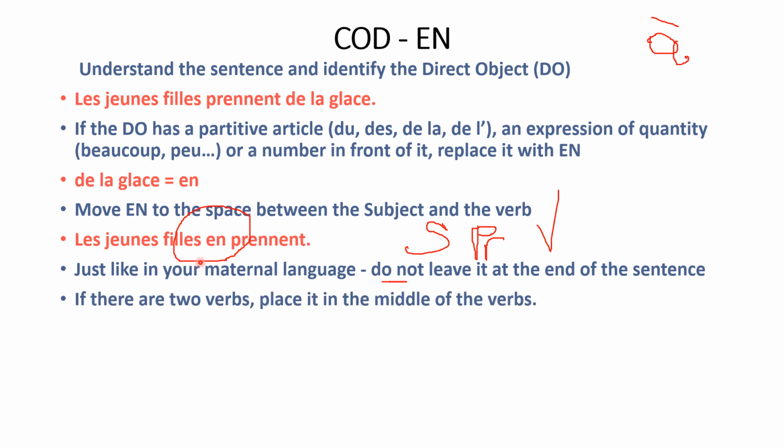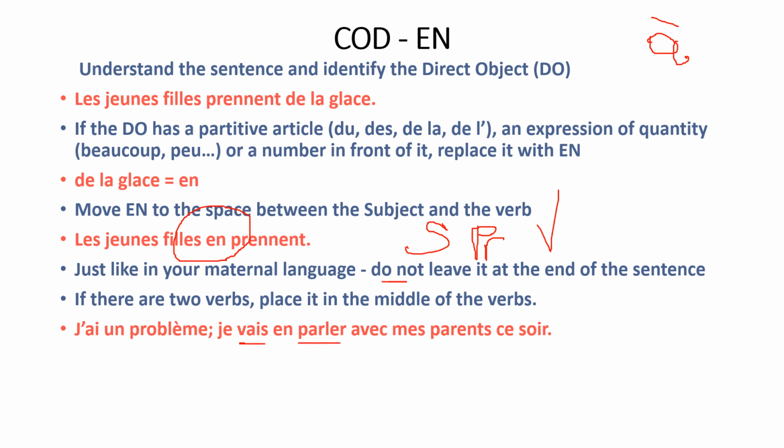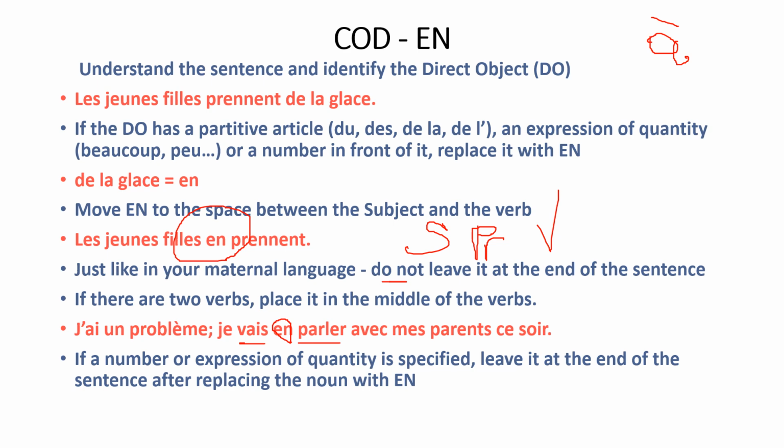D'accord? If there are two verbs, place it in the middle of the sentence. For example, j'ai un problème. Je vais en parler. This is verb number 1. This is verb number 2. And you have your pronoun in between both your verbs. Single verb, it comes in front. Double verb, it goes in between.